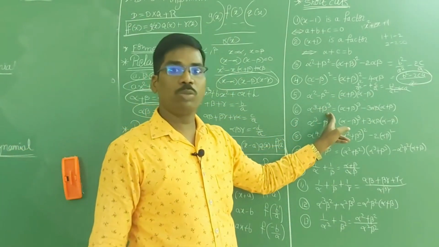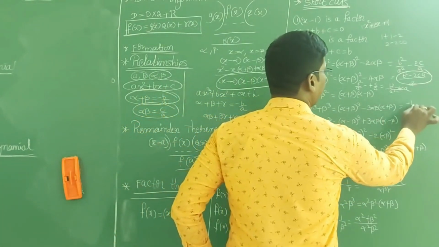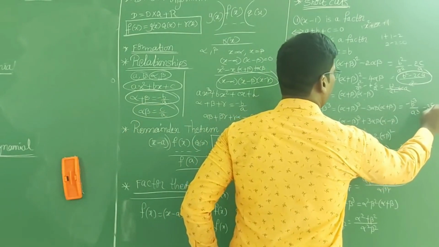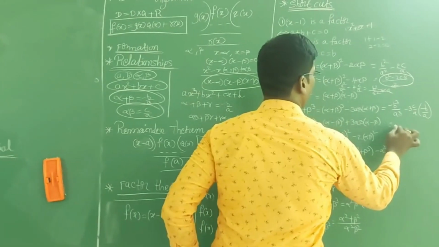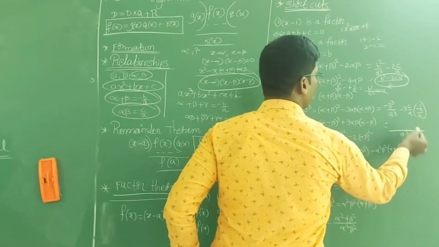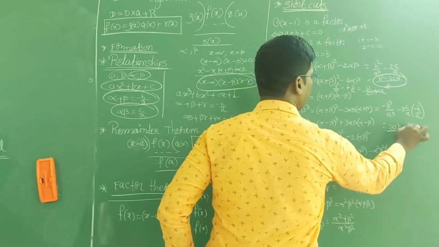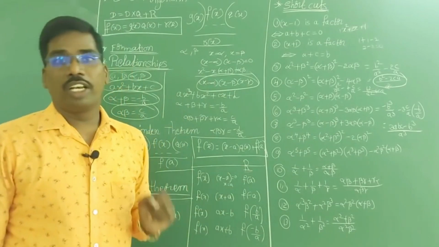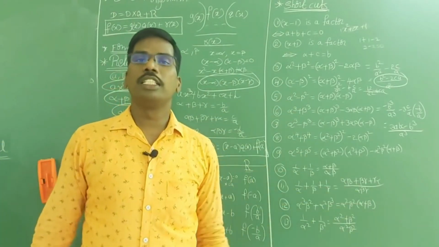α³ + β³. This is most important, I will explain. This is (−b/a)³ − 3(c/a)(−b/a). Now a³ is the LCM, a² is there, so one more a will be there, so (3abc − b³)/a³. This bit will definitely come in IIT, definitely. So like this if you do, you will get it easily.